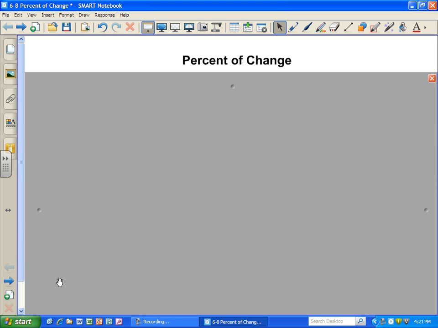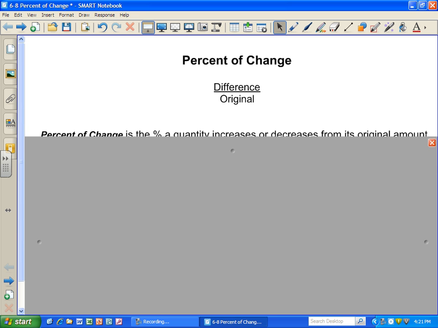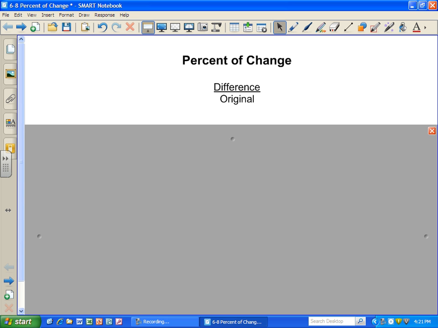Okay, today we're going to start talking about percent of change. What does that actually mean? Percent of change is actually talking about the percent that something increases or decreases. So how do we find that? Percent of change is found from taking the difference, which means the increase or the decrease, and putting it over the original amount. So where did it increase or decrease from?